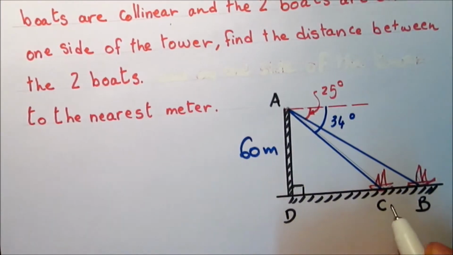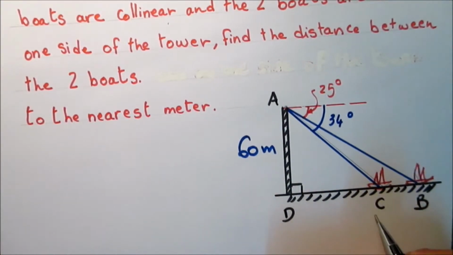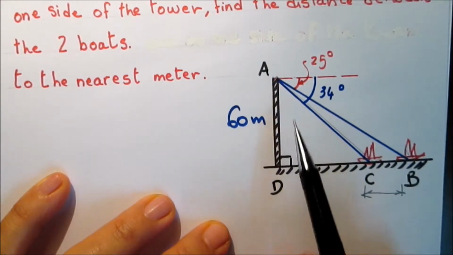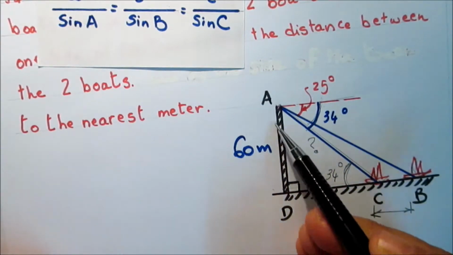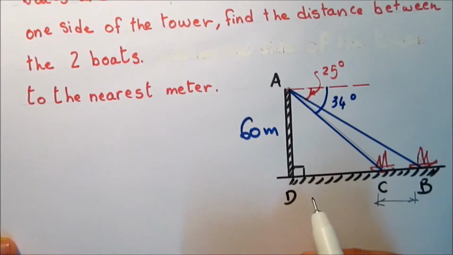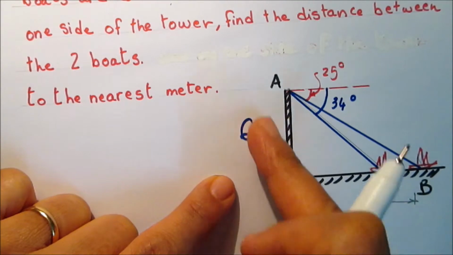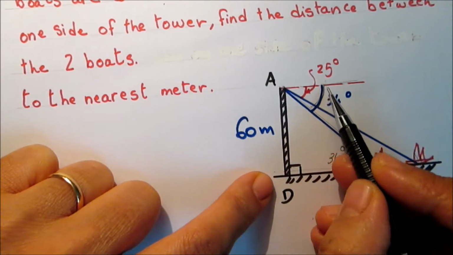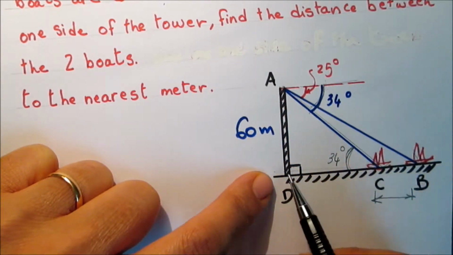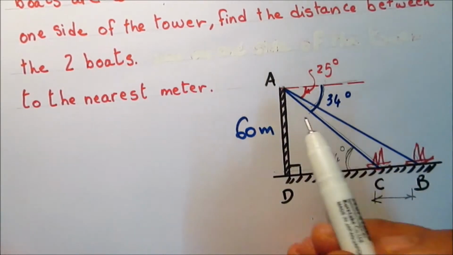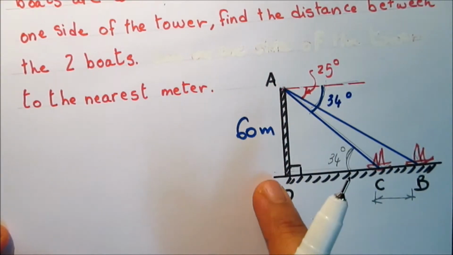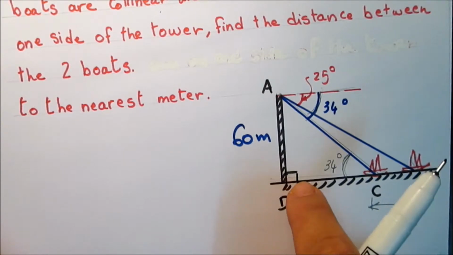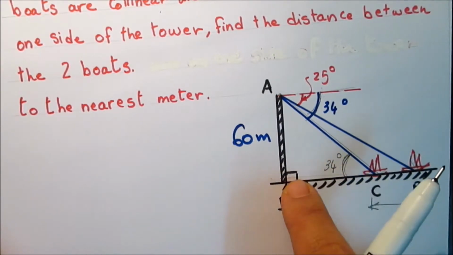This is the required distance, the distance between the two boats. Start with the first triangle ADC, to get the length of AC. This is a right triangle. We have the length of the tower, so we have one side. Here we have a Z letter: the measure of angle C equals 34 because they are alternate angles. In triangle ADC, we know the length of AD, so we have one side and the measure of one angle. The other angle is 90 degrees. Then we have two angles and one side.